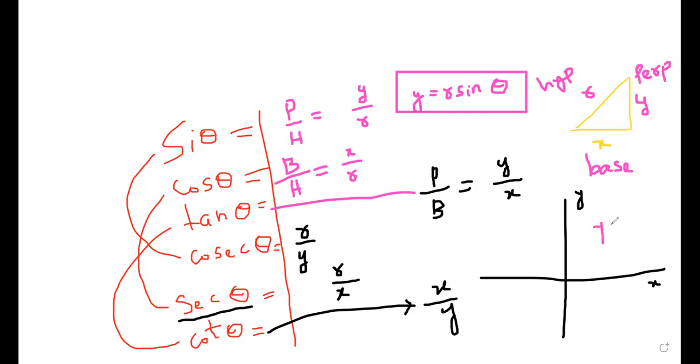This is called the first quadrant, this is the second quadrant, this is the third quadrant, and this is the fourth quadrant. So what will be the method to find the value of sine, cos, tan, cosecant, secant, and cot?